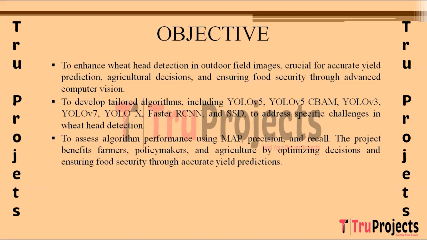The project involves a comprehensive evaluation of algorithm performance, employing metrics such as mean average precision, and recall. By comparing the outcomes of different algorithms, the project aims to identify the most effective solution for accurate wheat head detection. The ultimate beneficiaries include farmers, policymakers, and the agricultural sector, benefiting from improved decision making, resource optimization, and enhanced food security.